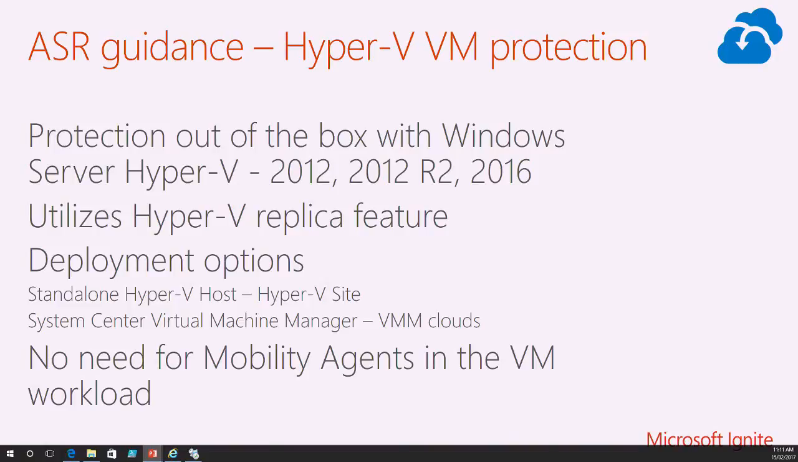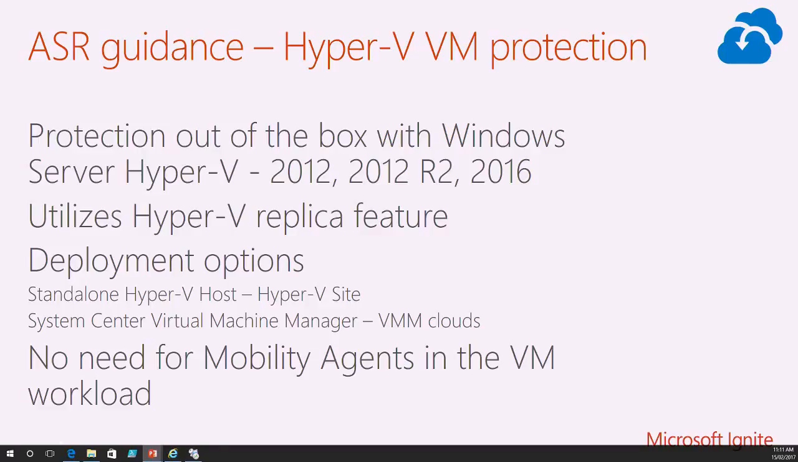Okay, so that's the VMware protection scenario. We also support the Hyper-V protection scenario. The Hyper-V protection scenario is really based around the feature within Windows Server called Hyper-V Replica. So it uses that feature, and it's supported in 2012, 2012 R2, and 2016 now. We basically enable that feature, and that enables us to protect workloads into Azure. It's very easy to set up and configure.